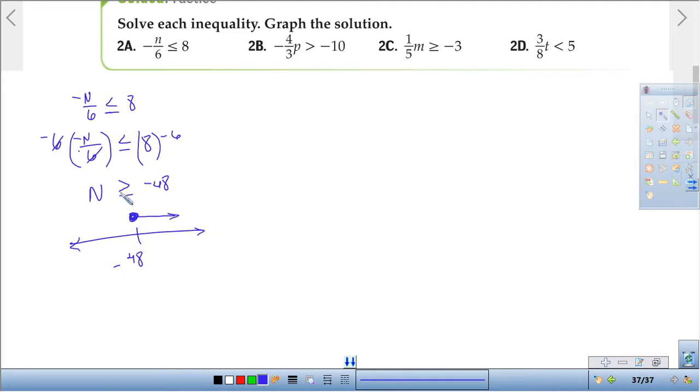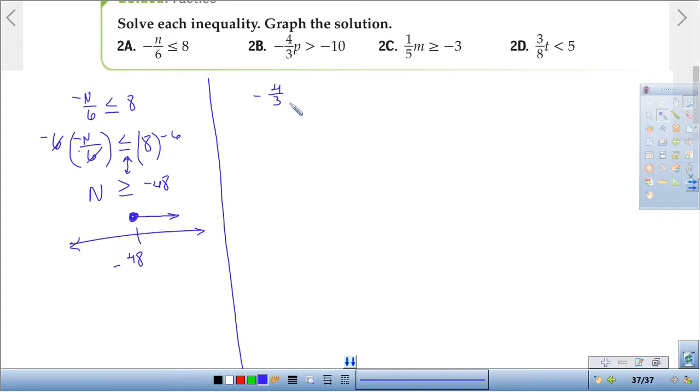Okay, go back and recap. Since it's a negative, I want to cancel that negative out, so I multiply by a negative. Since I multiplied by a negative, this inequality sign switches. Make sure you know that. Here we go.